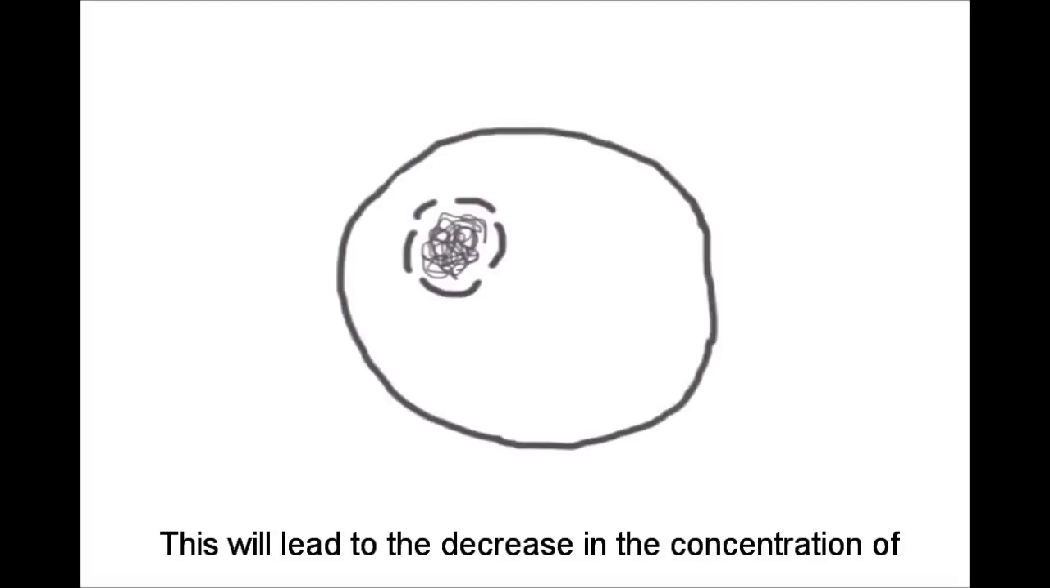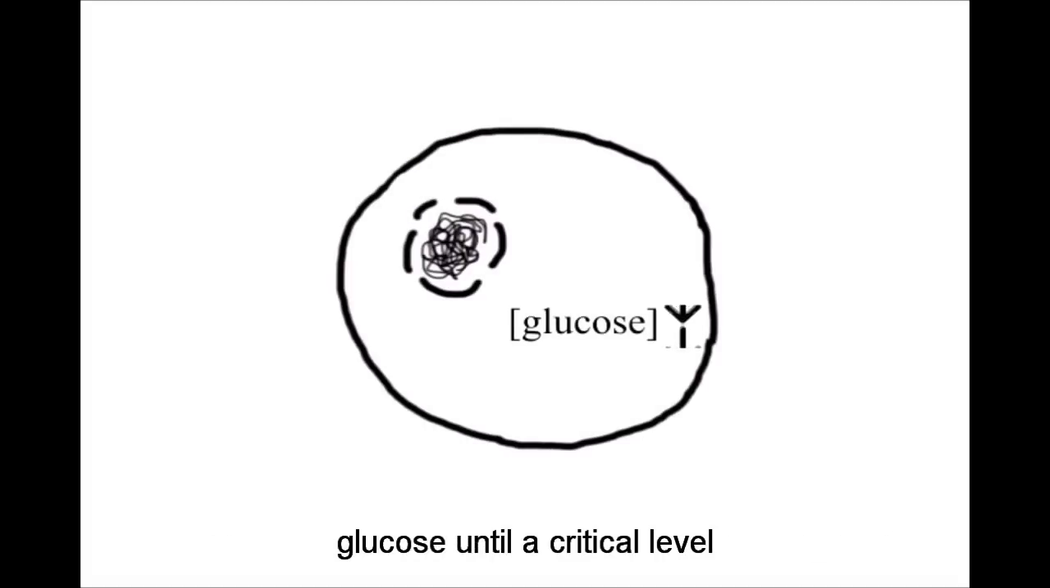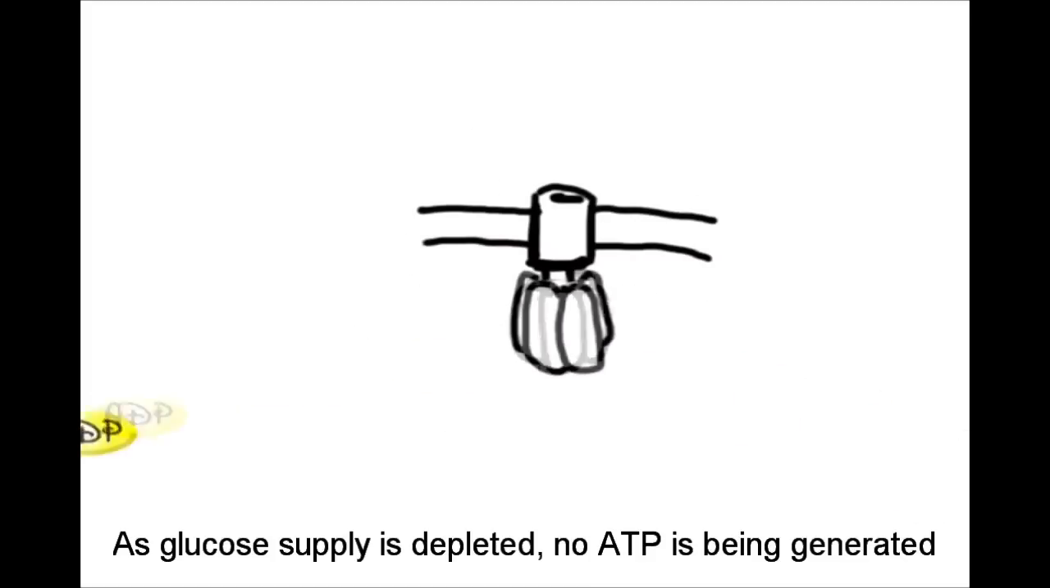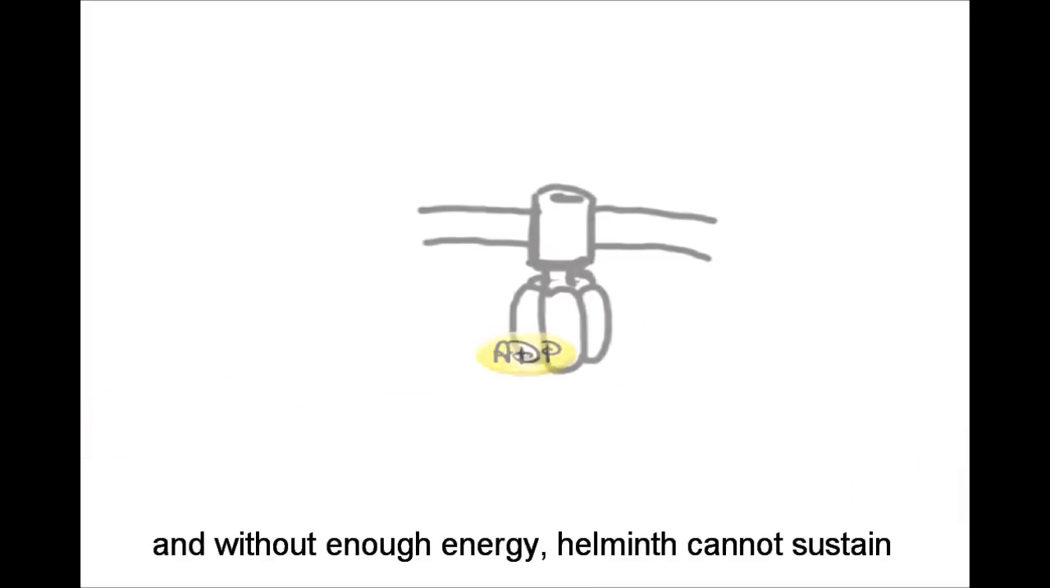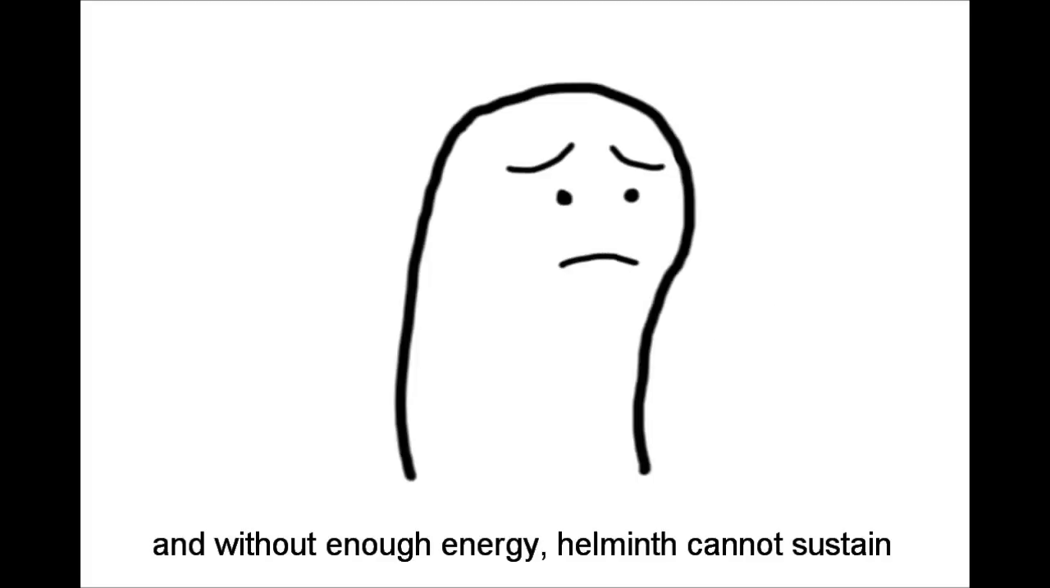This will lead to a decrease in the concentration of glucose until a critical level. As glucose supply is depleted, no ATP is being generated, and without enough energy, helminths cannot sustain. Finally, they will die.